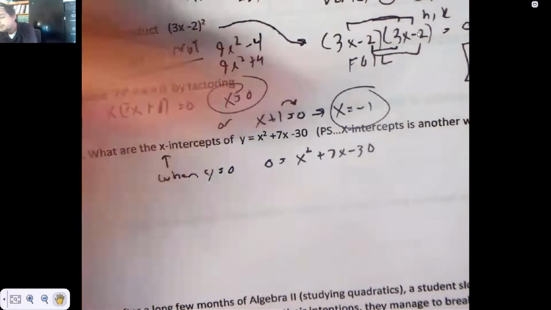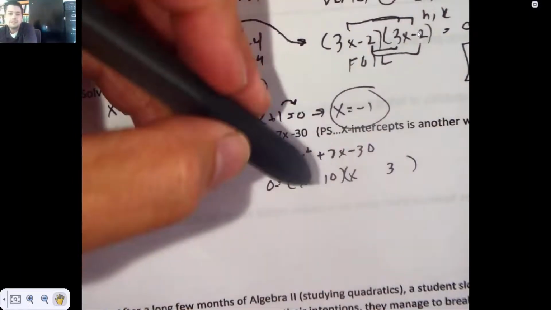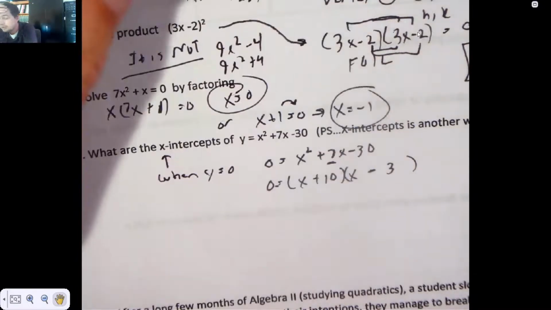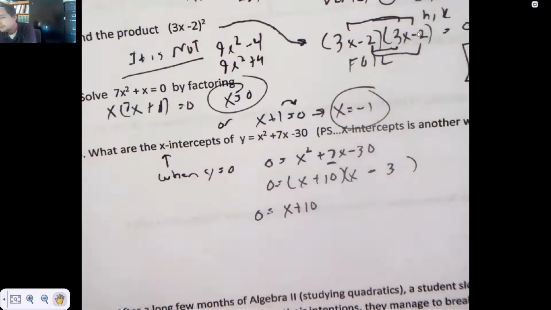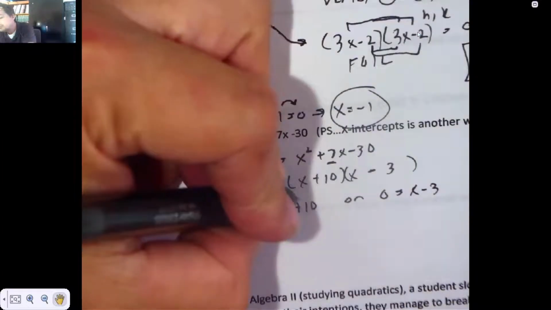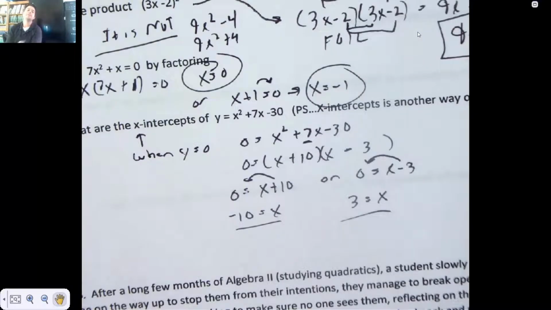In order to use the zero product property, I have to be factored. It takes an x and an x to create x squared. Factors of 30 are probably 10 and 3. The reason I focused on 10 and 3 is because 10 minus 3 is 7. Using the cover-up technique or the zero product property, 0 is x plus 10 or 0 is x minus 3. Those are both one-step equations. Negative 10 is x or 3 is x. So those are my x-intercepts, negative 10 and 3.